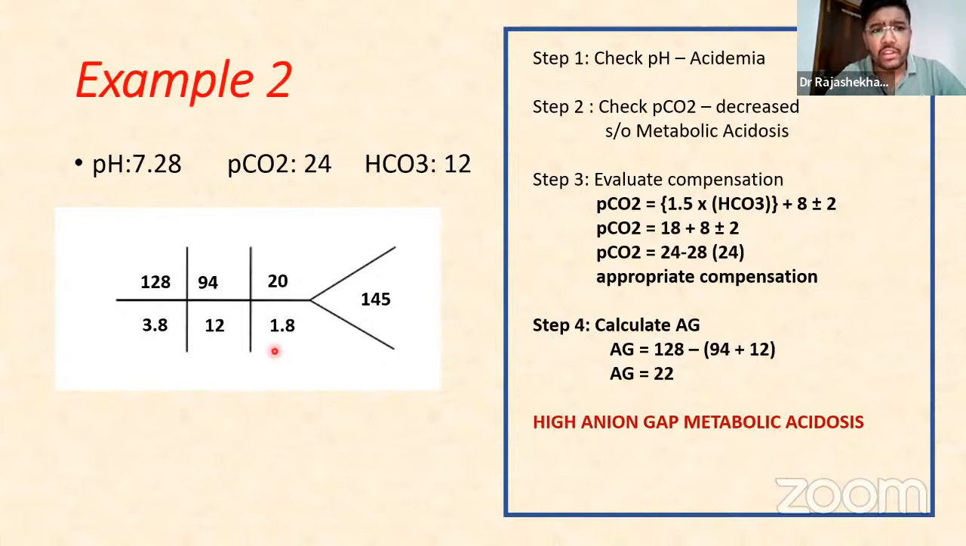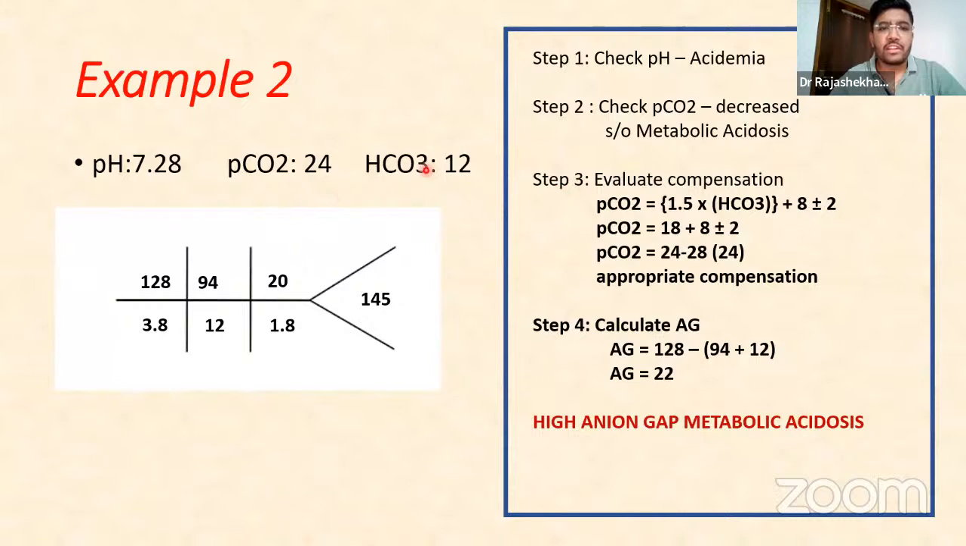With another example here, the pH is 7.28, carbon dioxide is 24, bicarbonate is 12, sodium is 128, potassium is 3.8, chloride is 94, the creatinine is 1.8, and the BUN is 20. So the patient is having an AKI also here, with a blood sugar of 145. If you check the pH, it is low. Definitely there is an acidemia. Check the PCO2. PCO2 is low, bicarbonate is low, so there is a metabolic acidosis.